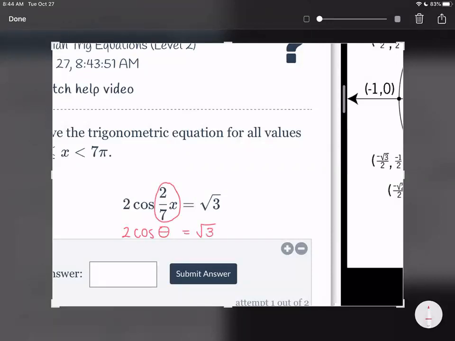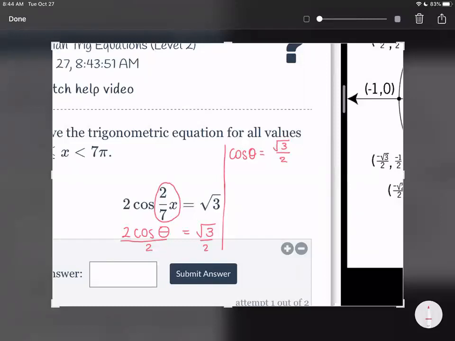And we'll just replace it later. So right now we have 2 cosine theta equals radical 3. And let's just solve for cosine theta. So we divide both sides by 2. I'm going to rewrite it over here. We're going to get cosine theta is equal to radical 3 over 2.